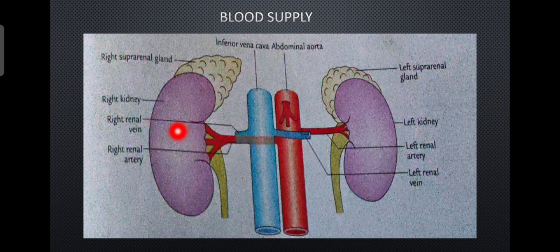So the renal vein passes anterior to the renal artery on both sides. Also, the right renal artery is longer than the left renal artery, because the abdominal aorta is present slightly to the left, so it gives a long course to the right renal artery. That is opposite for the renal veins, as the left renal vein is longer, because the IVC is present just towards the right. Okay, then this renal artery near the hilum divides into anterior and posterior branches.